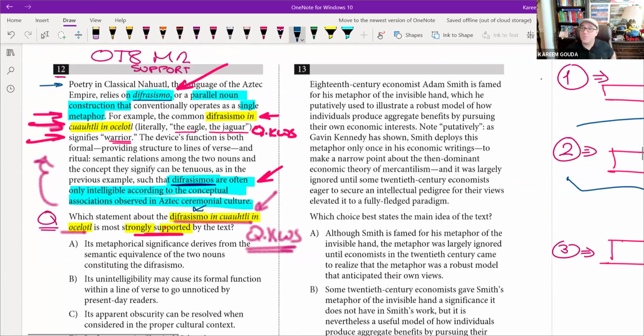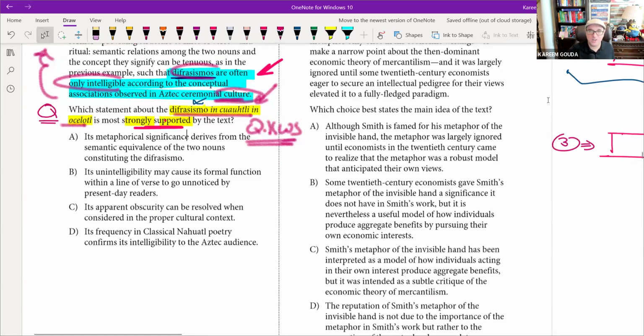of hack here. So the answer choice will either be that differencismo is a parallel noun that gives a single metaphor, or it will be that differencismos are often only intelligible. Intelligible means we can understand them only if we understand culture. Okay, so either that it's parallel nouns that are metaphor or culture. Let's take a look at the answer choices. A: Its metaphorical significance derives from the semantic equivalence of the 2 nouns constituting the differencismo. This is the first part, part 1.